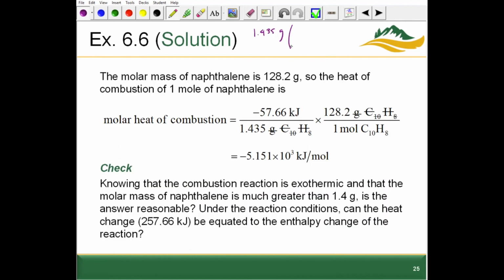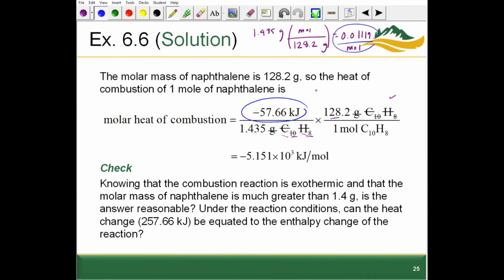Going to the periodic table, looking at the mass of carbon and hydrogen, there are 10 carbons and 8 hydrogens, so then that molar mass is 128.2. To be able to cancel out grams and then just have moles in the numerator, this is 128.2 grams per mole. So you could solve this all together or first convert grams into moles. So if we did that, we'd have this many moles. Then we're dividing this amount of heat or energy by this many moles.